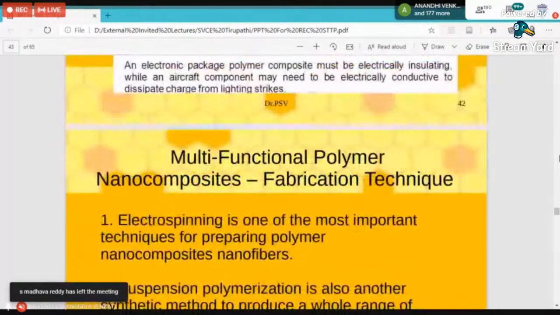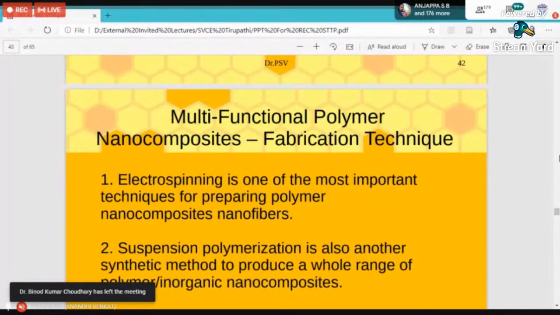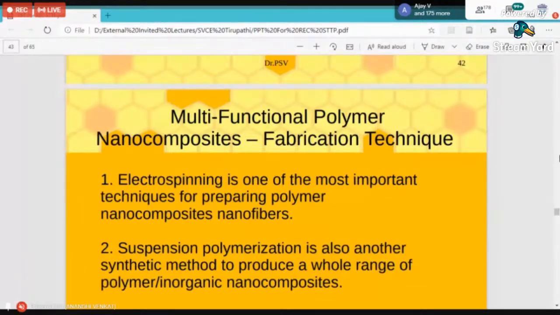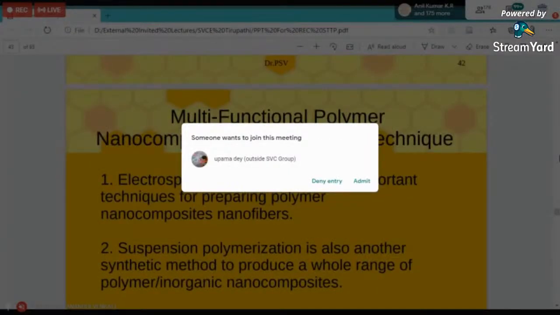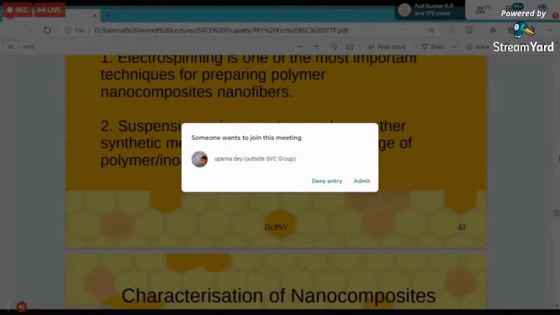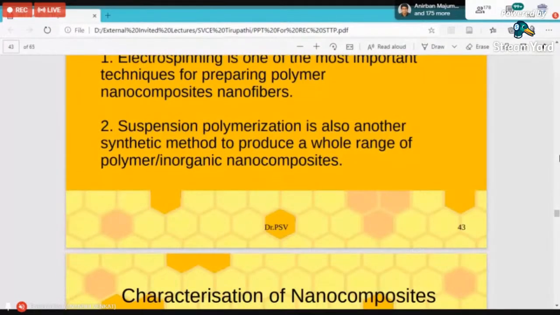Now come to the multifunctional polymer nanocomposites fabrication techniques. One is electrospinning, another one is suspension polymerization. These 2 types of fabrication techniques are used as far as multifunctional nanocomposites are concerned. Let us see what they are. Electrospinning is used in many places, and many industries are using this. We have, in Chandigarh, one of the industries making carbon nanoparticles. Then another one is suspension polymerization. It is another synthetic method where a wide range of nanoparticles can be made into nanocomposites.